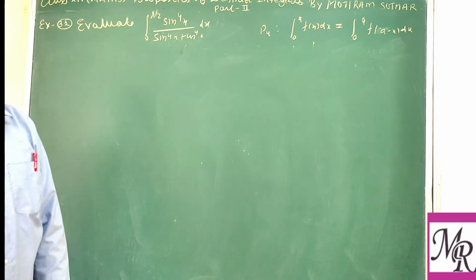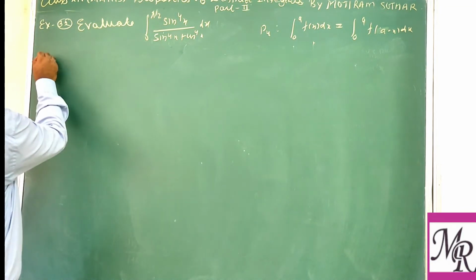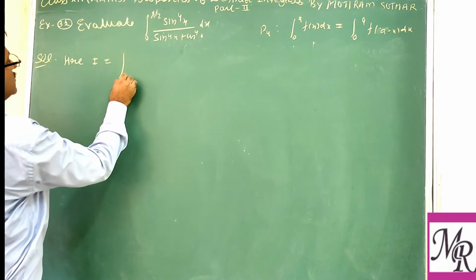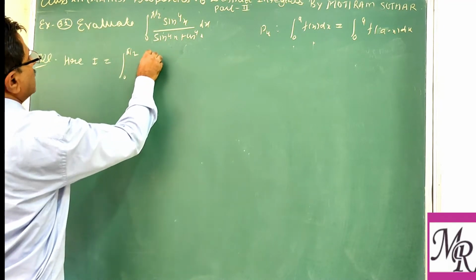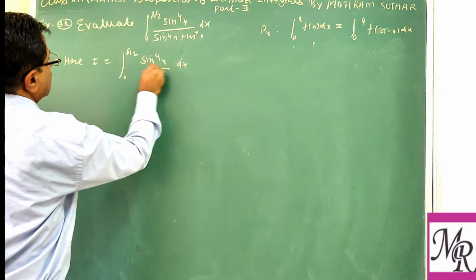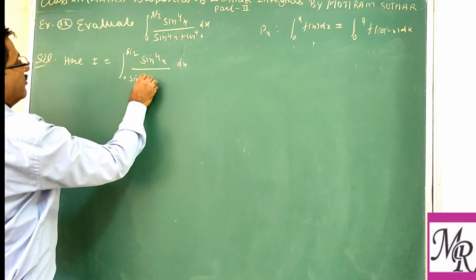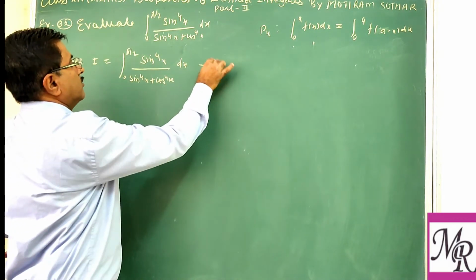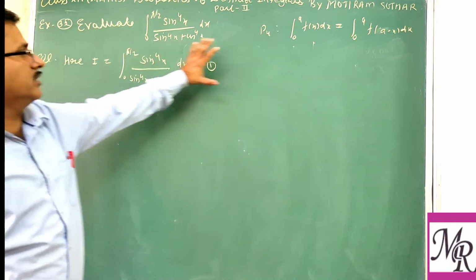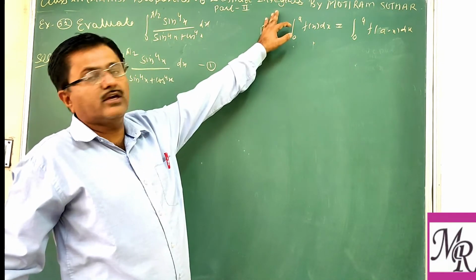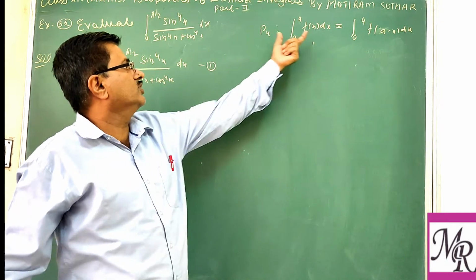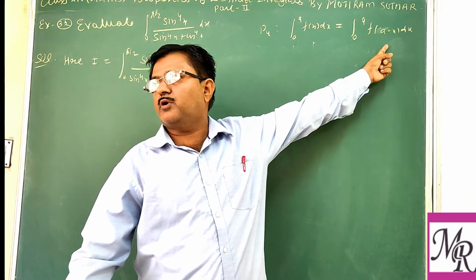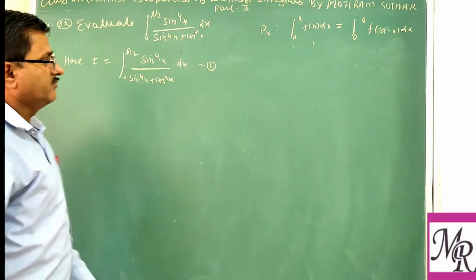So you may write here in solution, I equal to integral from 0 to pi by 2 of sin power 4x dx upon sin power 4x plus cos power 4x. So this is equation number 1. Now you can compare these two: 0 given 0, here a equal to pi by 2. So this can be written as integral 0 to a of f of a minus x, because if you use this property, this may be converted into simplest form.